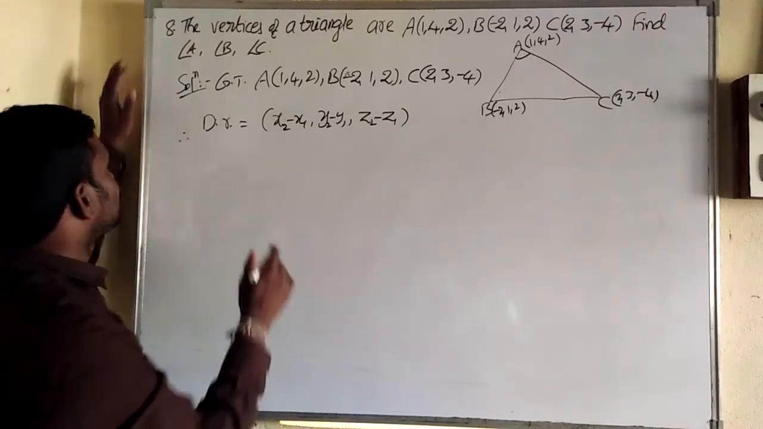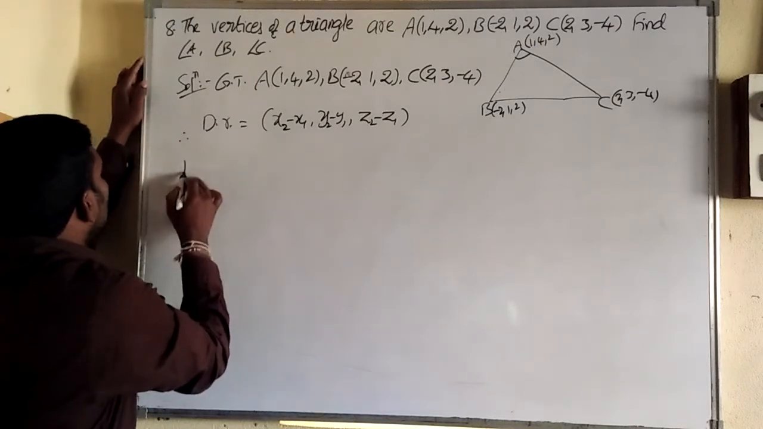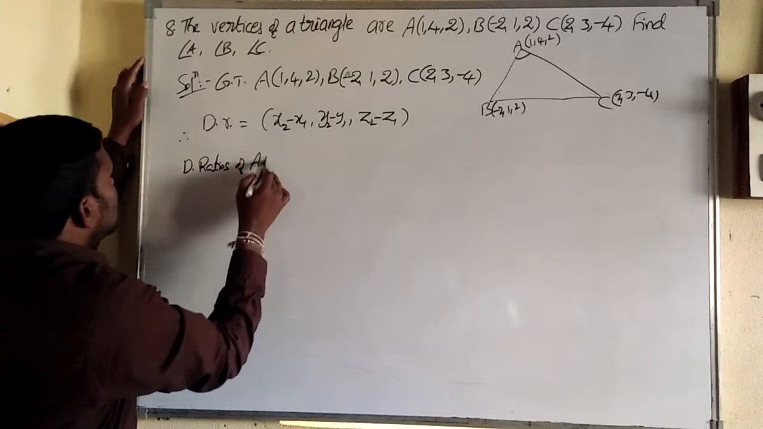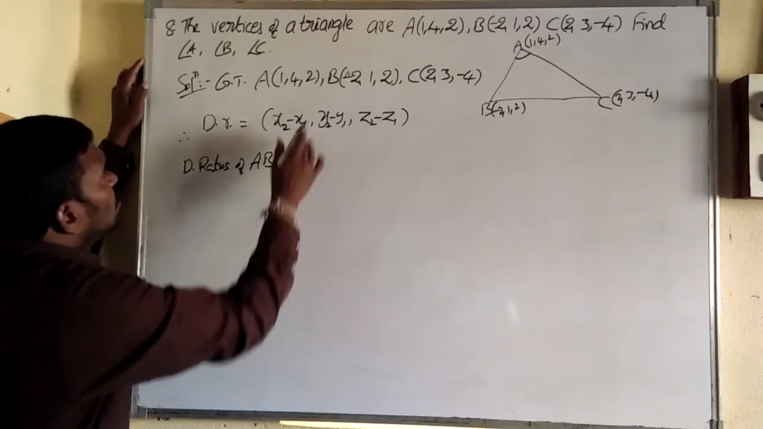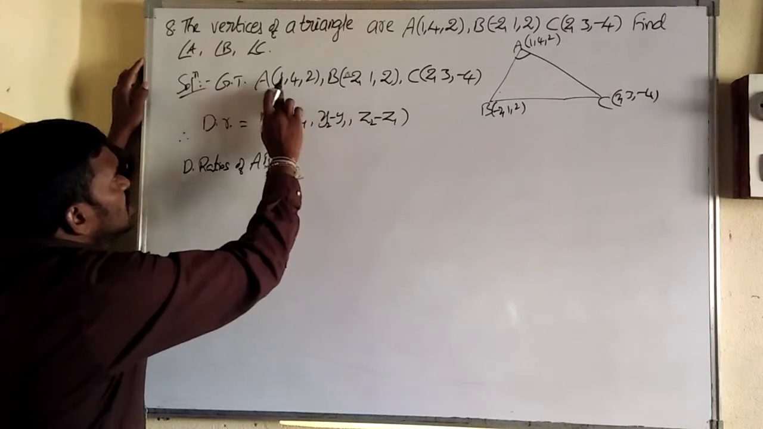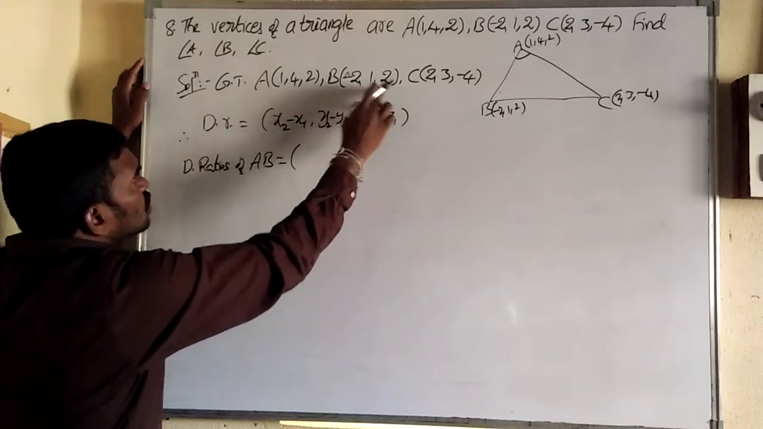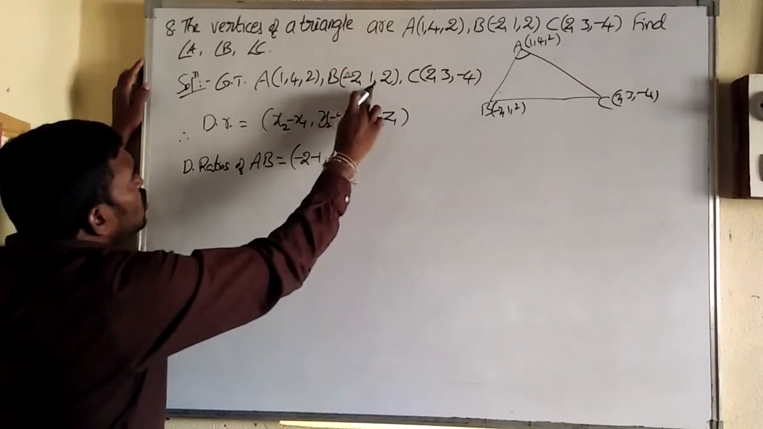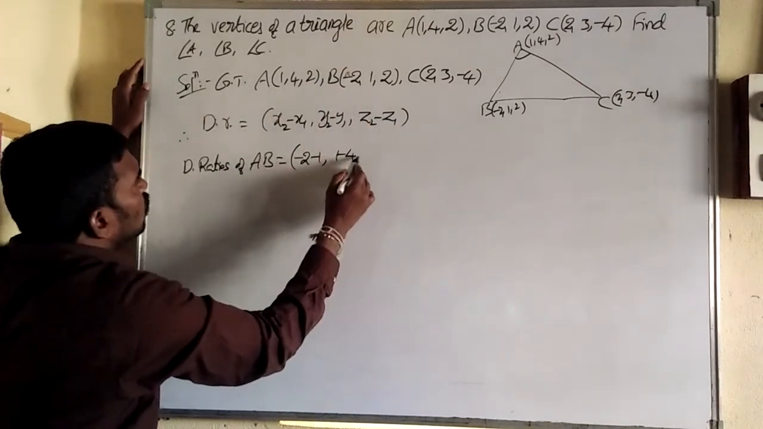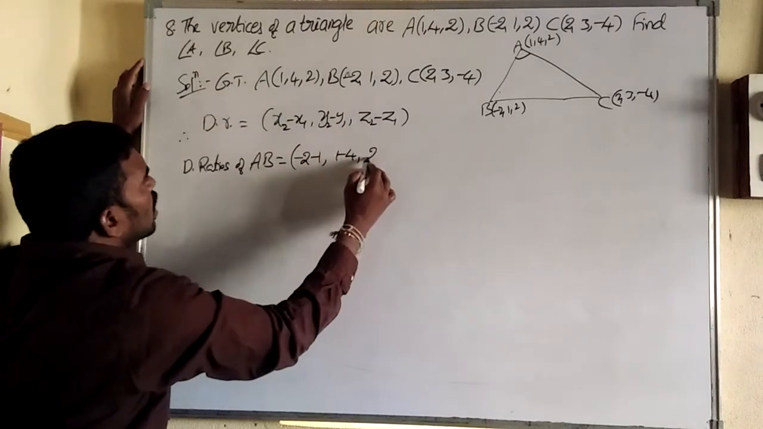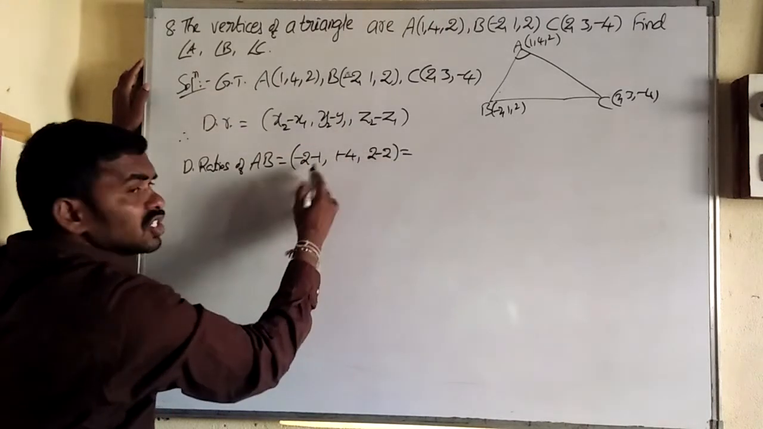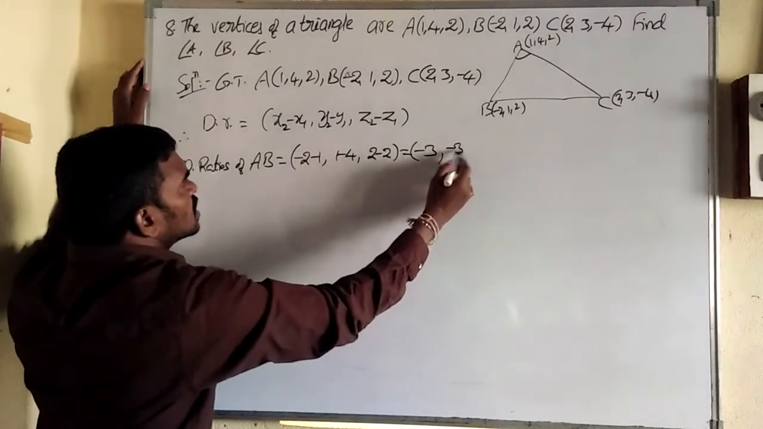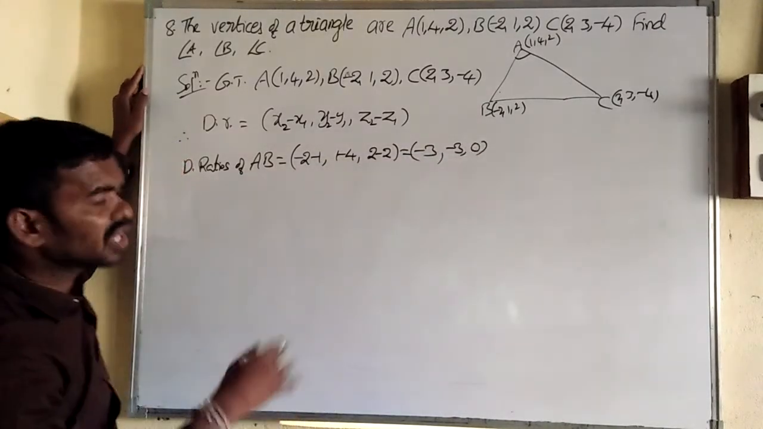So therefore, direction ratios of side AB: for A and B, this is x1, y1, z1, this is x2, y2, z2. So x2 minus x1 is minus 2 minus 1, y2 minus y1 is 1 minus 4, z2 minus z1 is 2 minus 2. So which is equal to, minus 2 minus 1 how much? Minus 3. 1 minus 4 how much? Minus 3. 2 minus 2 how much? 0. Okay, AB got it.